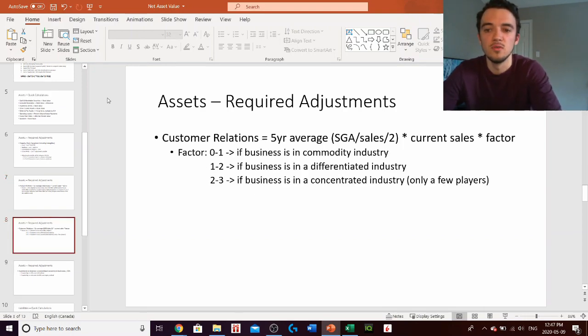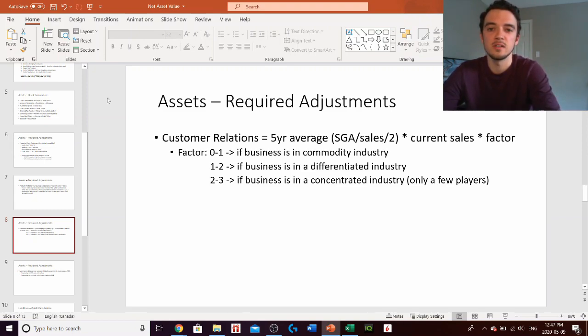Next, you're going to want to find the value of customer relations. And the reason why is because customer relations are integral to a company's success. And if a company were to replace another company, they would have to pay to build up the customer relations that this company has built up over the last X number of years. So what you want to do is take the 5-year average of SG&A, which is selling, general, and administrative expenses, divided by sales, and divide that by 2.